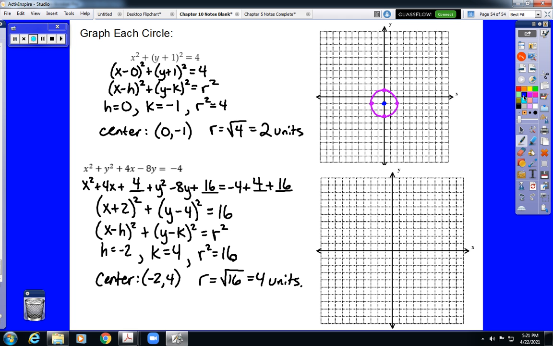So, as mentioned before, we graph the center first. Negative 2, 4 is left 2 and up 4 from the origin. And then from that point, we travel out r units, or 4 units, in each of our cardinal directions. 4 units to the right, 4 units up, 4 units to the left, and 4 units down from our center. Then we do the best that we can to draw a circular arc through those points. As long as those 4 points are correctly placed, our answer is going to be correct.